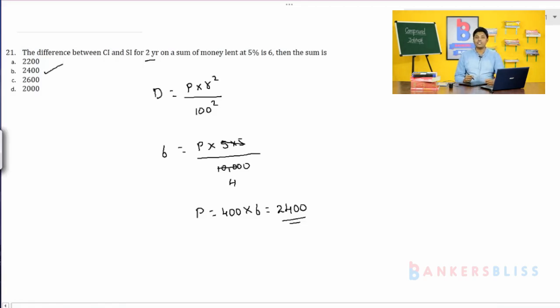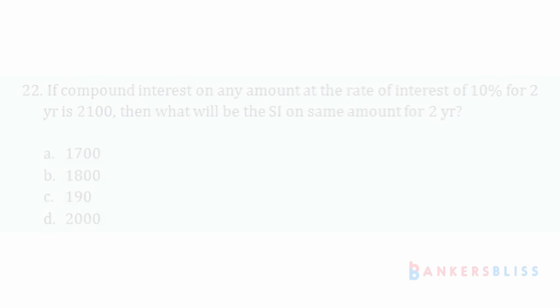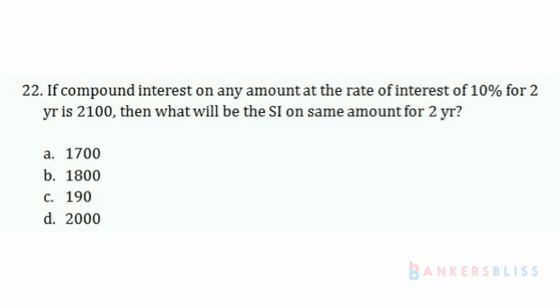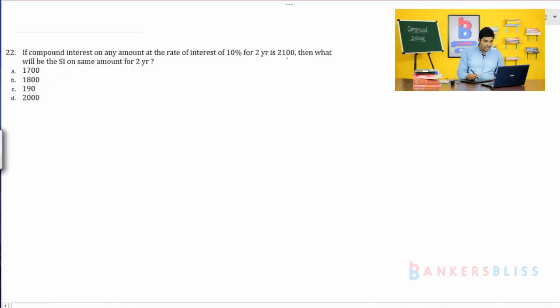Okay, let's go to the next problem, problem number 22. If compound interest on any amount at the rate of interest of 10% per annum for 2 years is 2100, then what will be the SI on the same amount for 2 years? See here, in the first case they have given the compound interest for 2 years and they are asking to calculate the simple interest. So it is very simple.